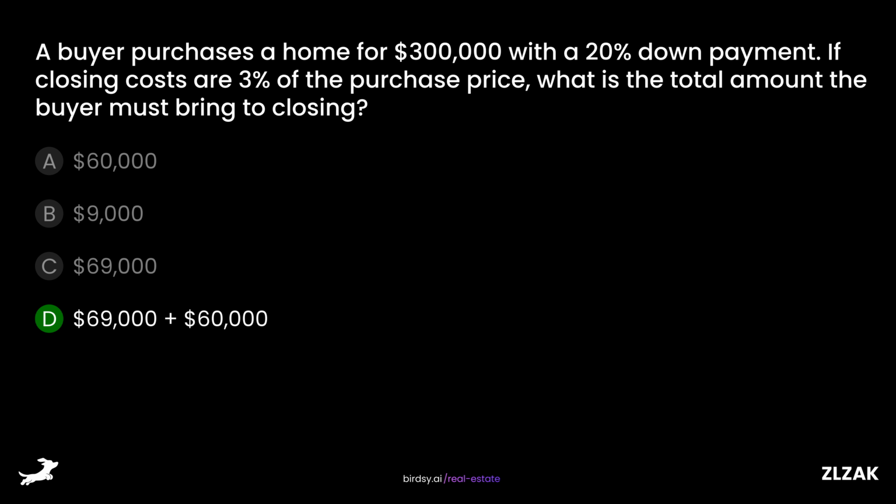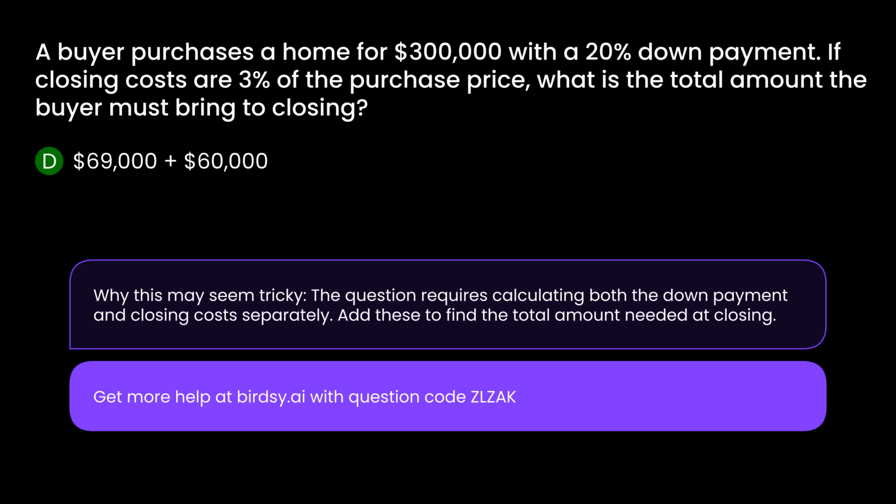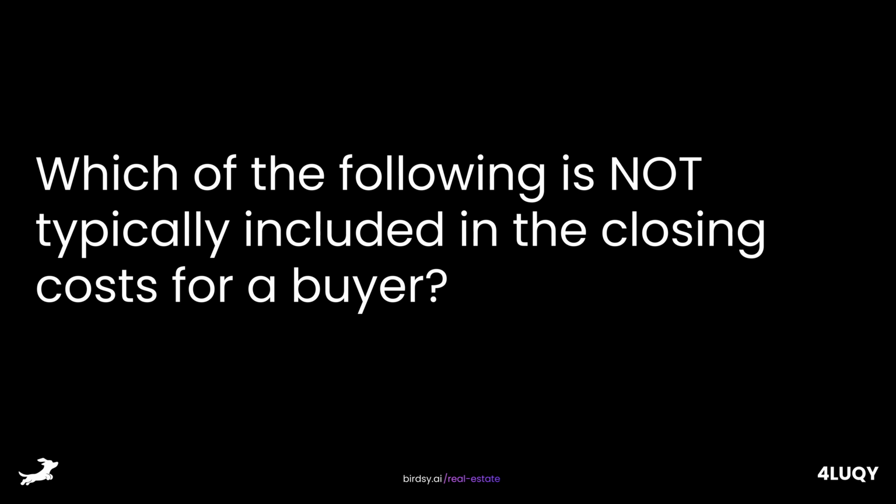$69,000 plus $60,000. Why this may seem tricky: the question requires calculating both the down payment and closing costs separately. Add these to find the total amount needed at closing. Which of the following is not typically included in the closing costs for a buyer?